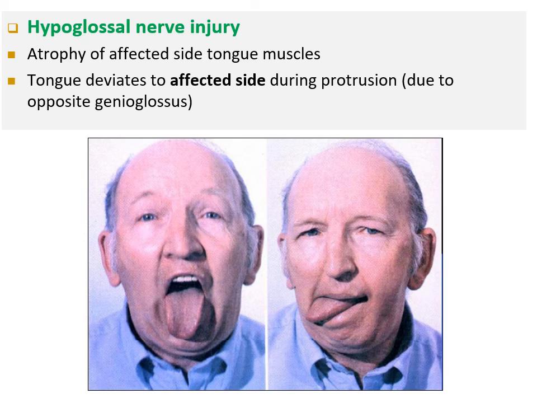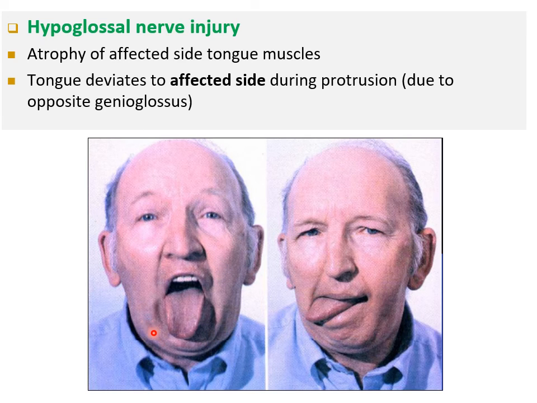Hypoglossal nerve injury causes atrophy or wasting of the tongue muscles on the affected side. When a patient with hypoglossal nerve injury protrudes the tongue, after protrusion the tongue will deviate to the affected side. This is due to the action of the opposite genioglossus. I will explain this from the picture here.